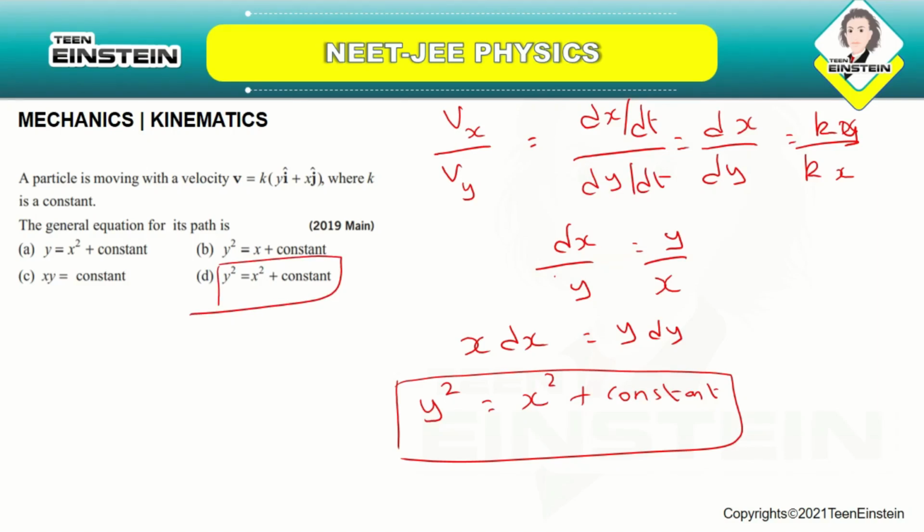Here they are saying a particle is moving with a velocity v is equal to k(yi plus xj), where k is a constant. So here you are taking Vx is equal to dx by dt and Vy is equal to dy by dt, so dx by dy is equal to y by x, and when you integrate that, you will be getting the general equation for its path, which is y square equal to x square plus a constant. Okay, let us now move on to the next question.